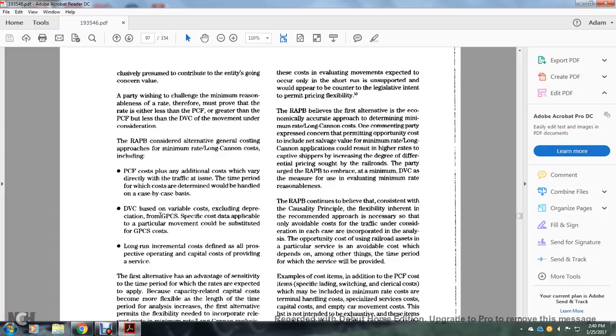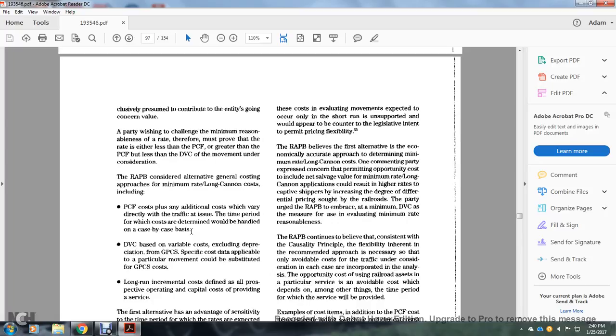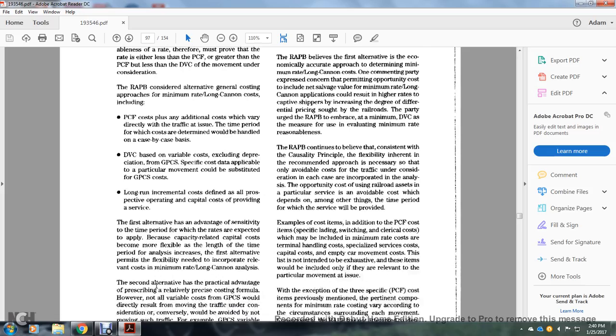The Railroad Accounting Principles Board considered alternative general costing approaches for minimum rate and long-term canon cost. The first: the presumptive cost floor plus additional costs verified as directly related to the traffic at issue, with the time period for which the cost is determined handled on a case-by-case basis. The second: direct variable costs based on the variable cost of the general purpose accounting system, where specific data applicable to a particular movement could be substituted for the general purpose cost system's cost. The third: long run incremental cost, defined as all prospective operating and capital costs provided in the service.